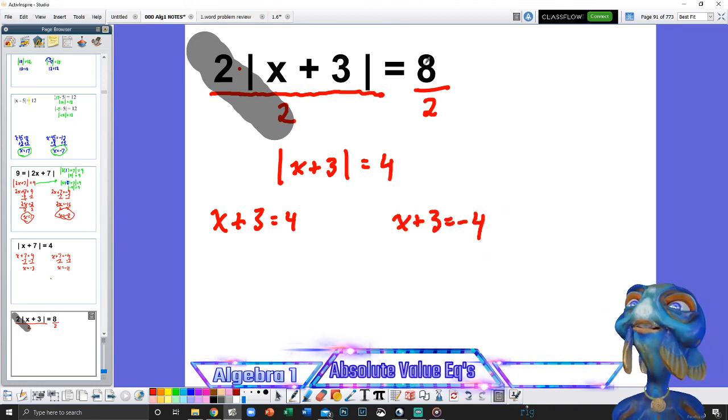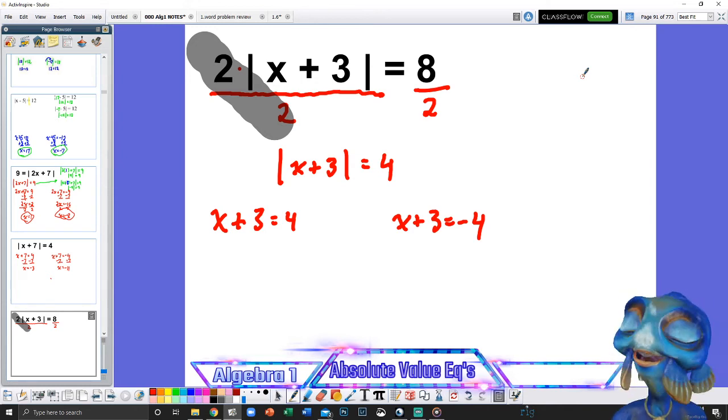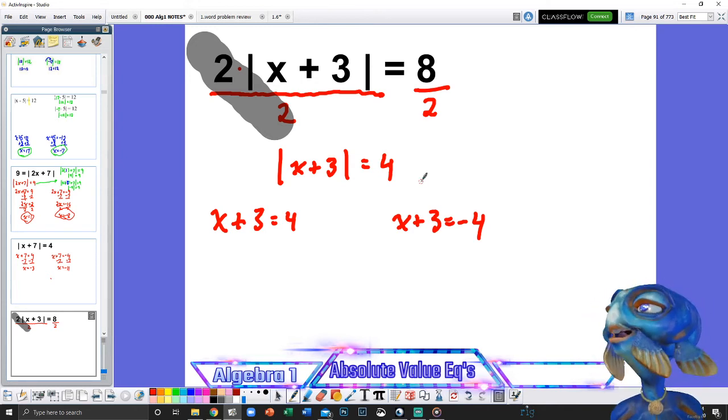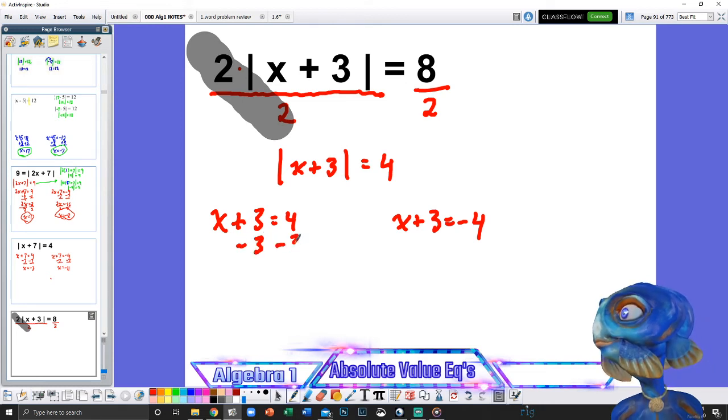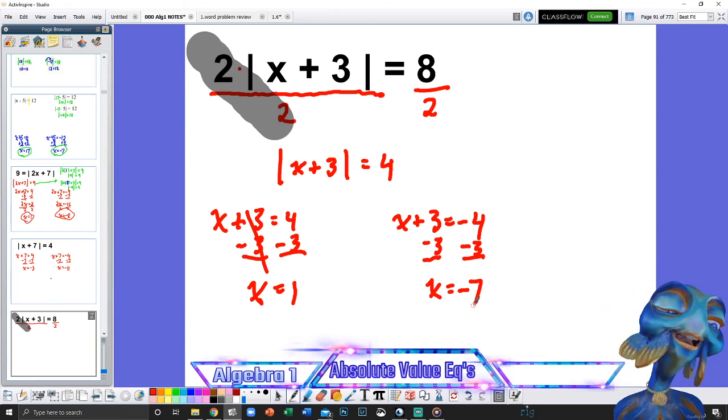Now you're wondering, could I have done that just in the beginning and put positive 8 and then negative 8? No, that will not get you the right answer. Please do not do that. Alright, so on both sides I'm going to subtract 3. That gives me x equals 1. Over here I subtract 3. That gives me x equals negative 7. Those are my 2 answers.